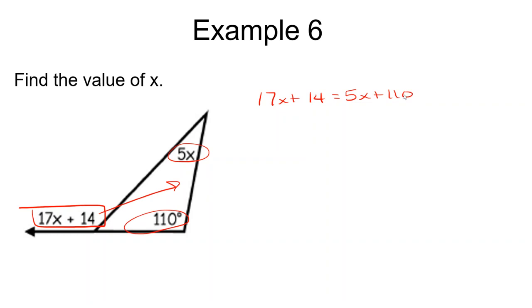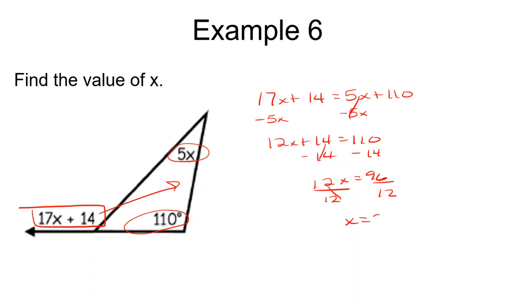Now we've got to solve. So let's get x's on the same side. I'm going to subtract 5x. 17x minus 5x gives us 12x plus 14 equals 110. Now we'll subtract 14. 12x equals 96, and then divide by 12, and x equals 8.